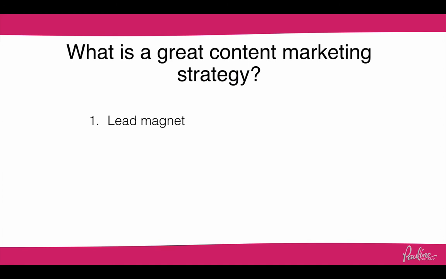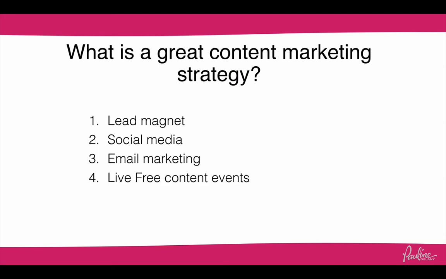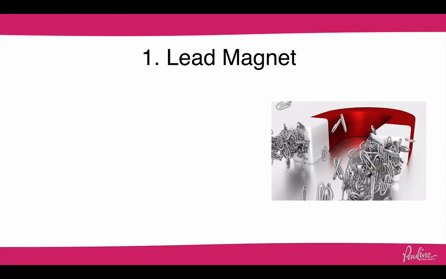So what is a great content marketing strategy? Number one is having a lead magnet. Now I'll go into these a little bit more in a minute. So the first one is the lead magnet. Then you want to use social media, email marketing, and live free content events. So I'm going to go into those a little bit more in detail now.